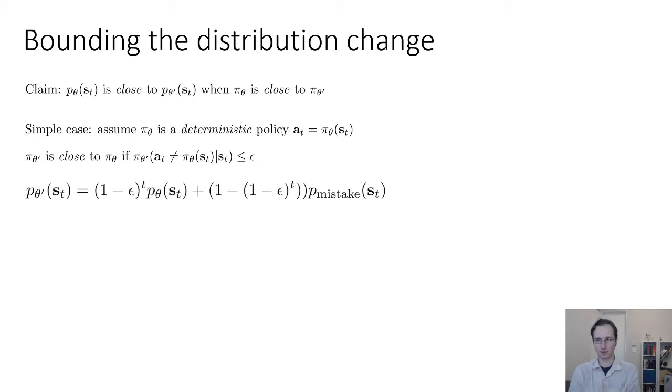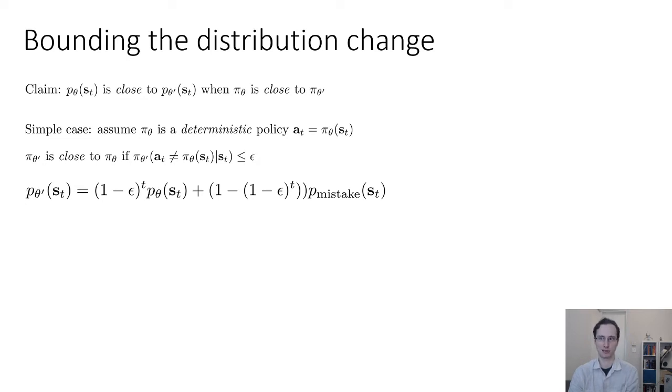So if this is the case, then we can write the state marginal at time step t for theta prime as the sum of two terms. The first term describes the case where every single time step up to t, the new policy pi theta prime did exactly the same thing as pi theta. And since the probability of doing exactly the same thing is 1 minus epsilon, this term has a multiplier of 1 minus epsilon to the power t in front of it, and the state marginal is exactly p theta st, because if you did all the same things as pi theta, you have the same state distribution. The other term is simply everything else.